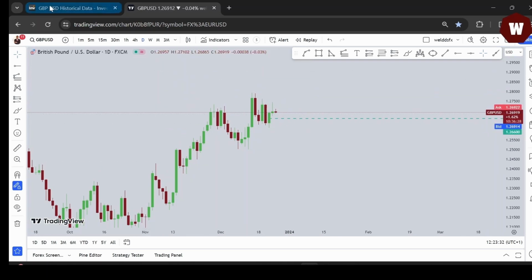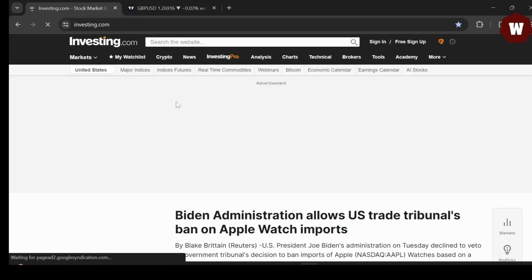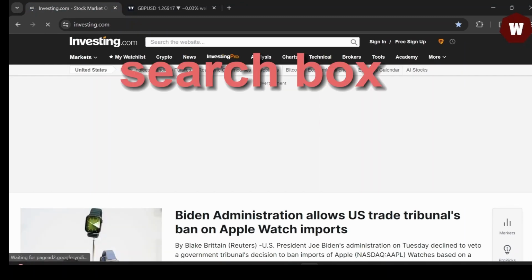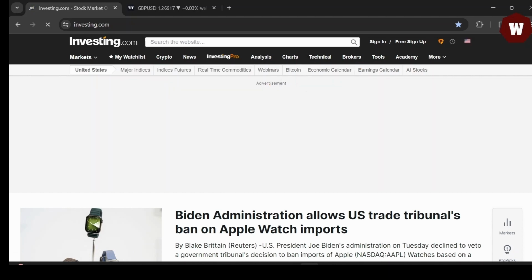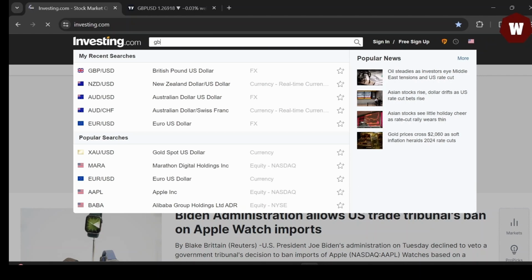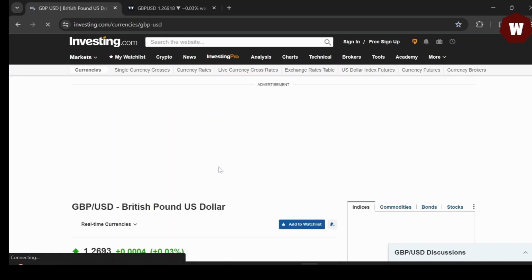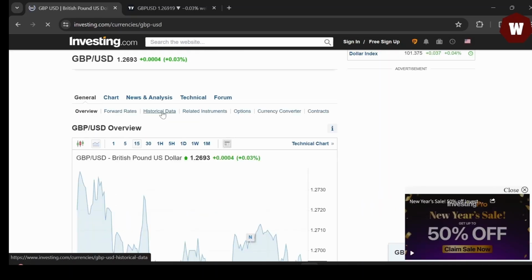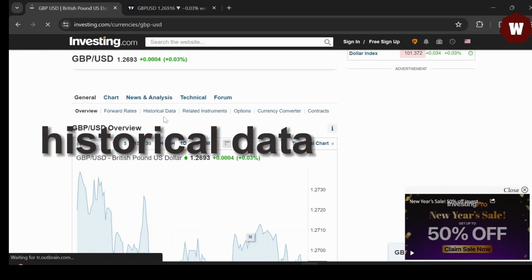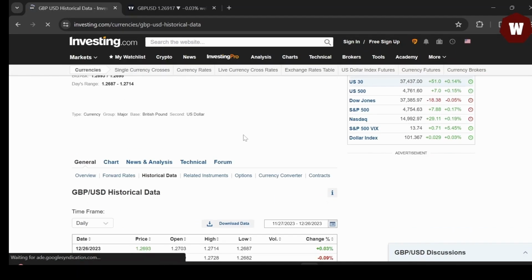What you will do is go to investing.com. This is the investing.com website. If you come to investing.com, just go to the search box and type the currency pair that you want to enter. So you want to trade GBP/USD, you just search for GBP/USD. Once you click on it, scroll down to the area where you see historical data. Once you see that, click there and let it open and give you the data for GBP/USD.